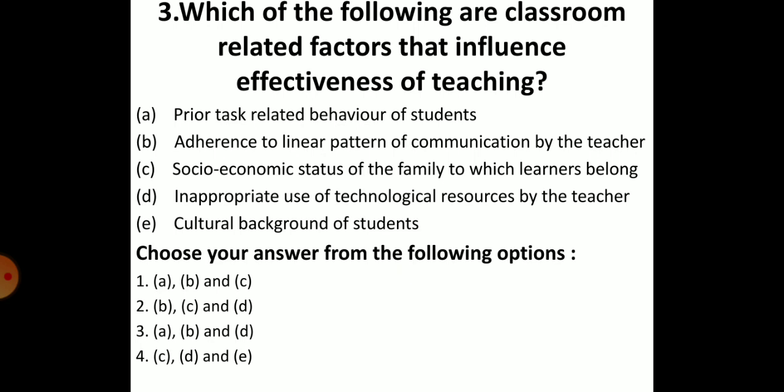Next question. Which of the following are classroom related factors that influence effectiveness of teaching? Options: prior task related behavior of students, adherence to linear pattern of communication by the teacher, socio-economic status of the family to which learners belong, inappropriate use of technological resources by the teacher, cultural background of students.